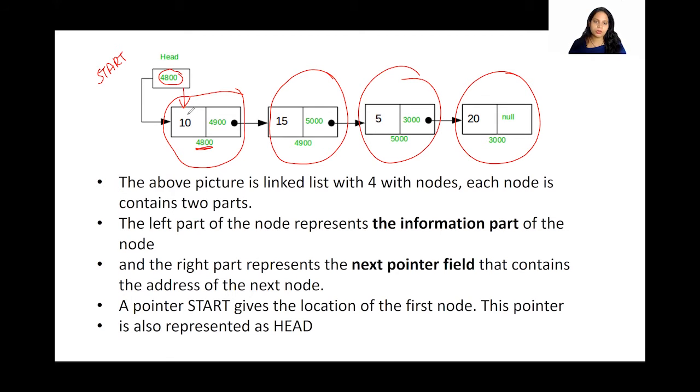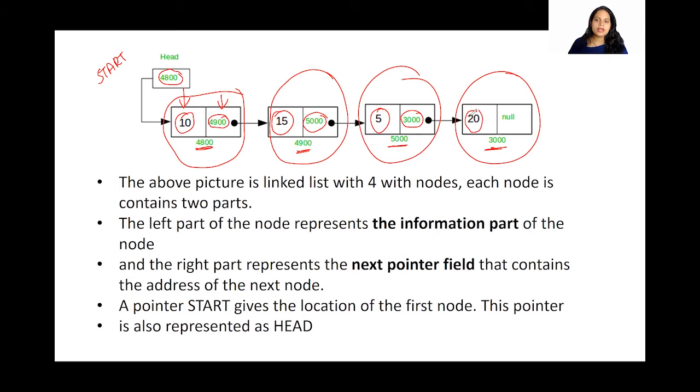The data of this particular node is 10, and in the link part, it has another address. Now this address is linking to the next node, which is stored at this particular address, which is 4900. Similarly, this node has a data item which is 15, and in the link part it has the address 5000. So it is pointing at the address 5000 where we have our third node stored, and this third node has a data 5, and this node is also pointing at another memory location or another node which is stored at the address 3000. So 3000 is here.